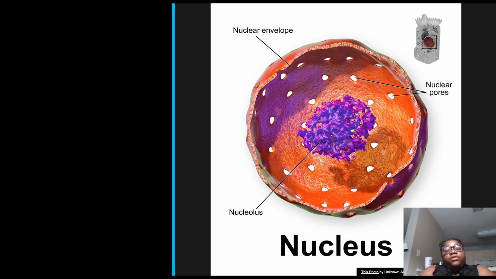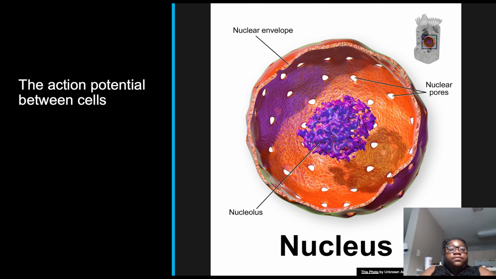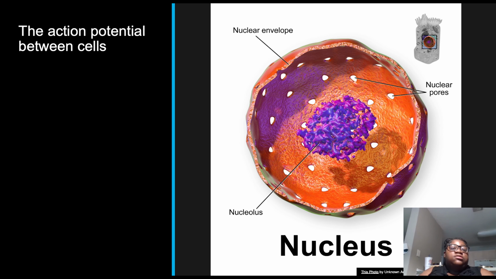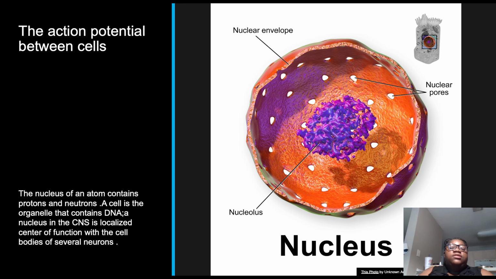So this is a diagram of our nucleus and the inner parts of it as well. So the action potential between cells. The nucleus of an atom contains protons and neutrons.